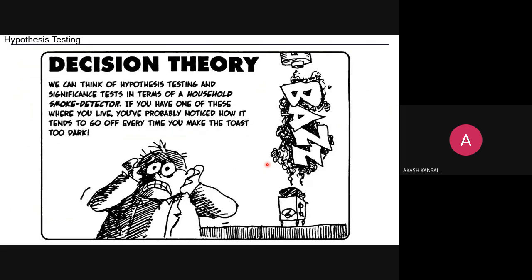Moving on, let's talk about decision theory a little. We can think of hypothesis testing in terms of a household smoke detector, right? And the results, how do we infer them? All these significance tests and hypothesis tests, right? I hope you all know how a smoke detector works. It's an indicator or a sensor fitted into the ceiling, and it detects smoke, right? So whenever you burn a toast, probably it will go off.